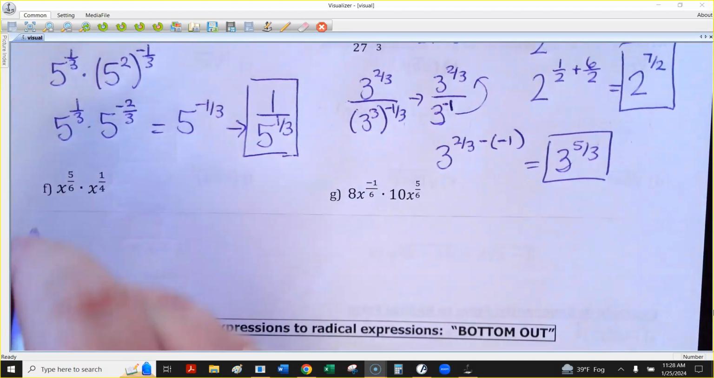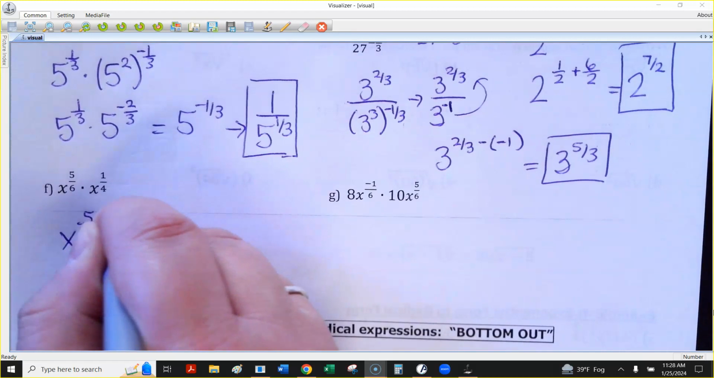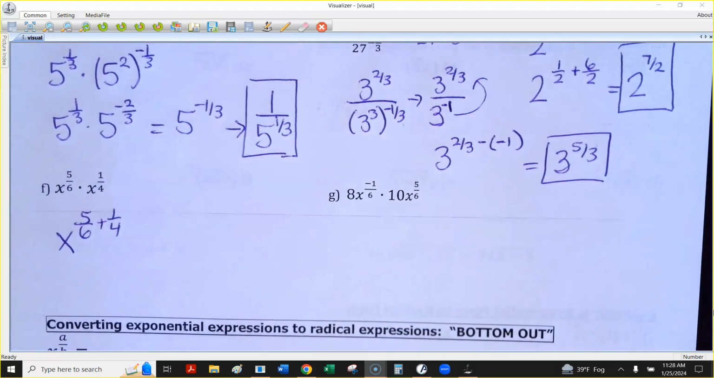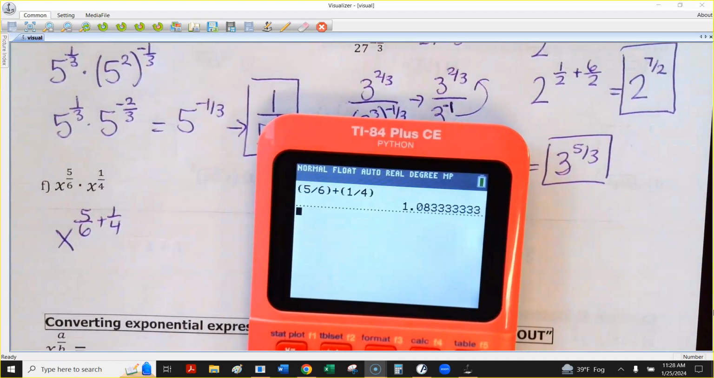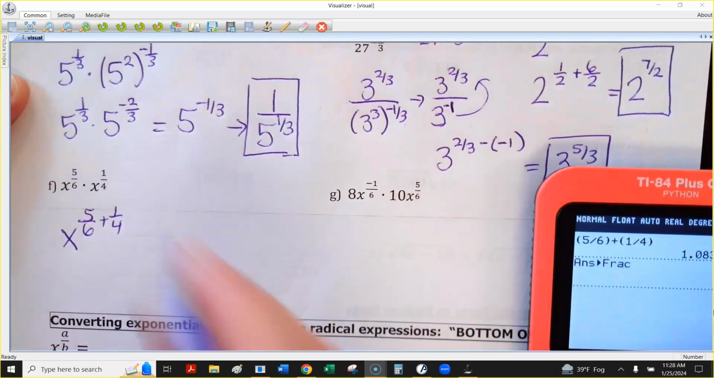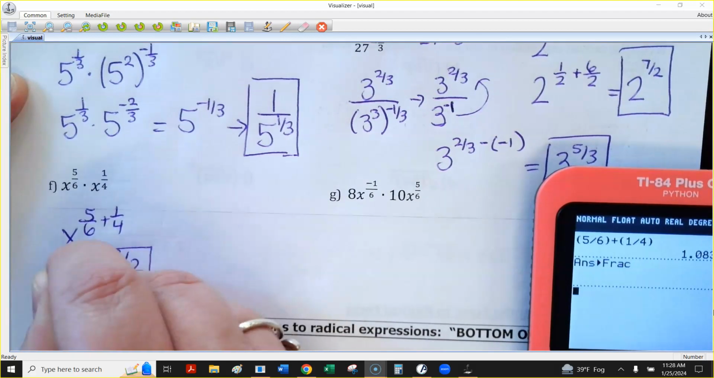If we do this one, we're going to do 5/6 plus 1/4, right? Multiply like bases. So this is just going to stay x. If you want, we can create a common denominator. I'm just going to use my calculator today because we don't have as much time. So 5/6 plus 1/4. And then I'm just going to hit math, enter, because I don't know what that is. 13 over 12 would be my exponent there. You could do it by hand, or if you want to use your calculator for these, that is completely fine with me.